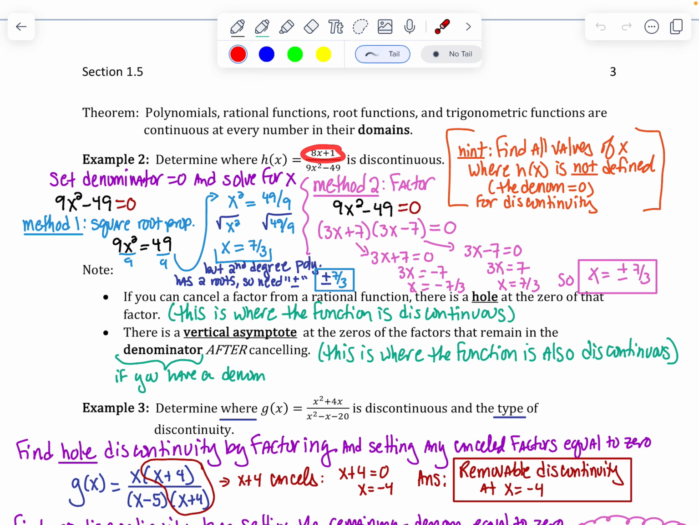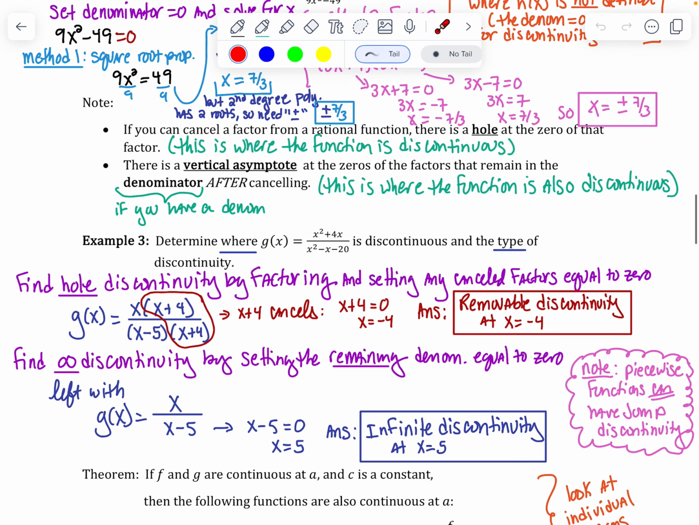Now, what if there was something we could do to the top of this? So let's go ahead and focus on that. It turns out if we can cancel a factor from the denominator with the numerator, then that is going to give you a hole or removable discontinuity at that point. But anything that's left after you cancel, if one of the denominators is still available, then when you find where that x value is not in the domain, that is going to give you infinite discontinuity, which is also referred to as a vertical asymptote.